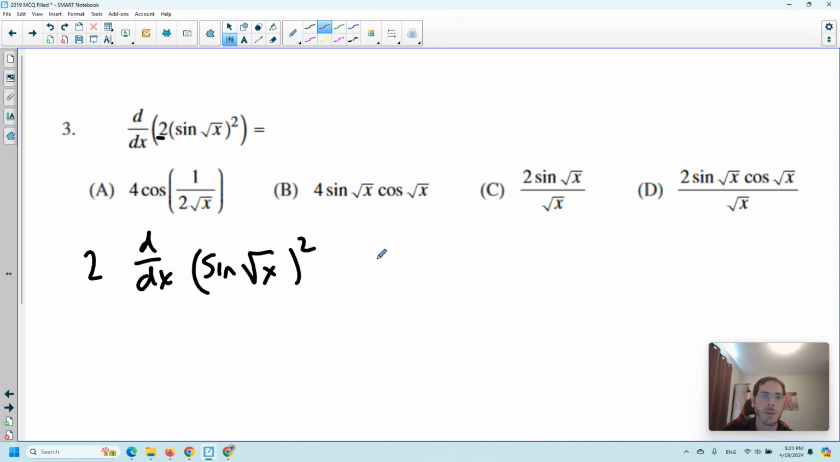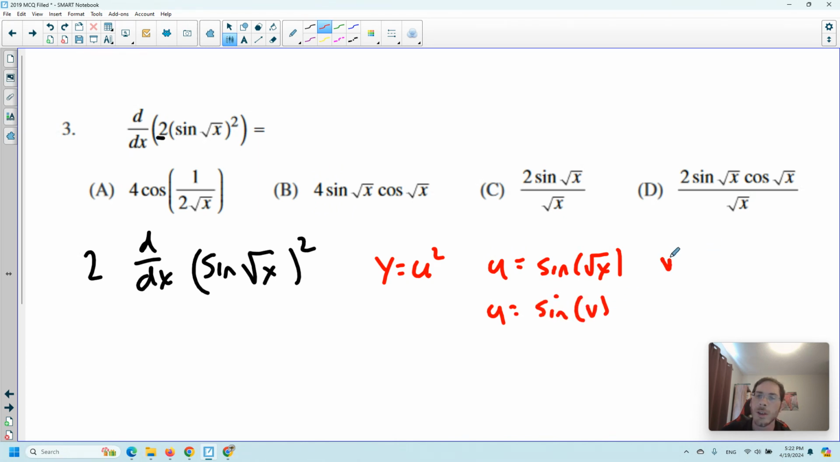So we're going to say y is equal to u squared, which would mean u has to be sine of the square root of x. All right, so that looks pretty good, but I think we got another chain coming. Because we don't really know the derivative of sine of square root of x. Again, we could use one of our general trig rules if we want. But instead, we're going to write this as u equals sine of v. And over here, we'll say that v is equal to square root of x.